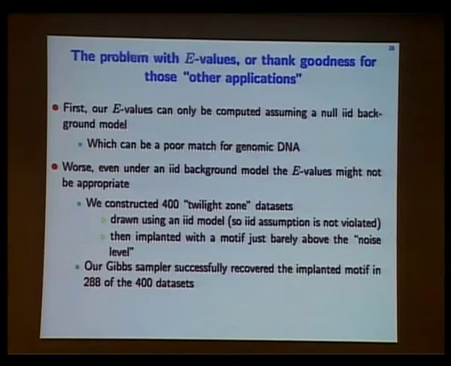So we have a version of a Gibbs sampler. We ran it, and it successfully recovered the implanted motif in 288 of these 400 data sets. Because we know the implant, we know whether the program succeeds or not, and in 288 of these 400 times it succeeds. And now I have a way to compute the e-values of each one of those results.